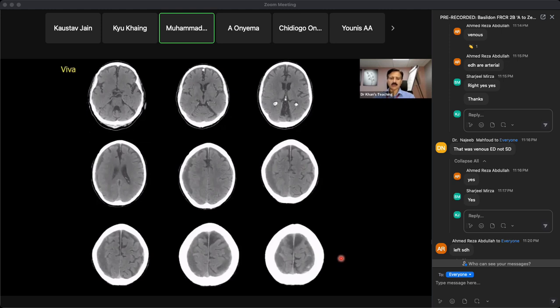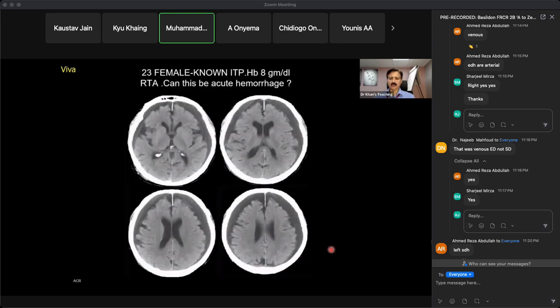These ones are easy, so I will just skip them, and you can see that sometimes the teaching point or the exam point is to go back to the vertex. Always go to the vertex, and the last slice might show you an acute or chronic subdural.